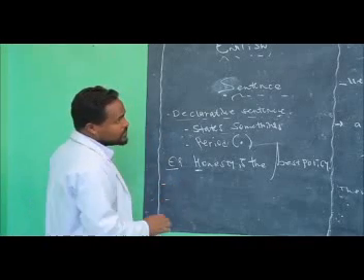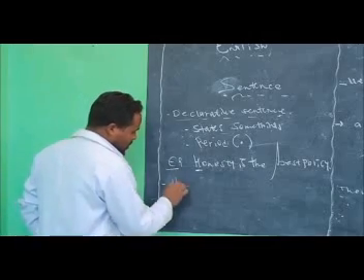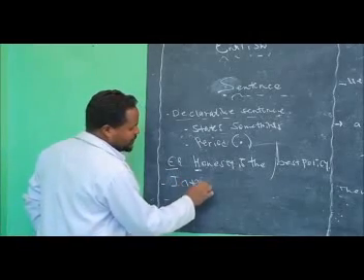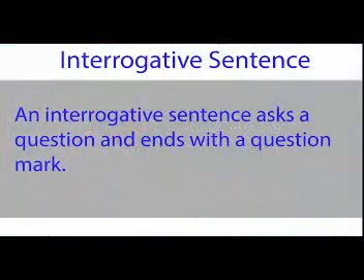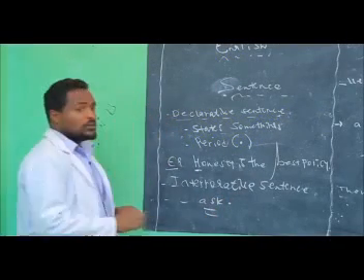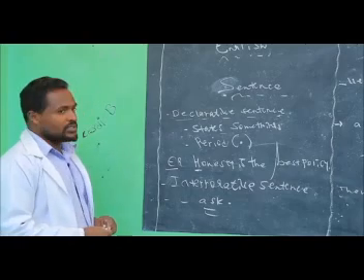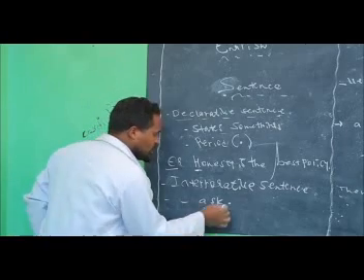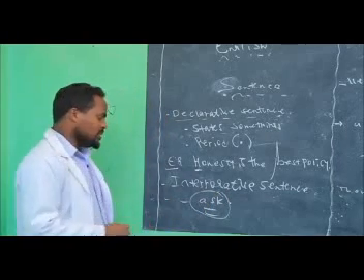The other one is interrogative sentence. Do you know what interrogative sentence means? Can you try and give what interrogative sentence means for your family? Interrogative sentence is a sentence that asks a question. We use interrogative sentence to ask. When we ask, we use interrogative sentence.